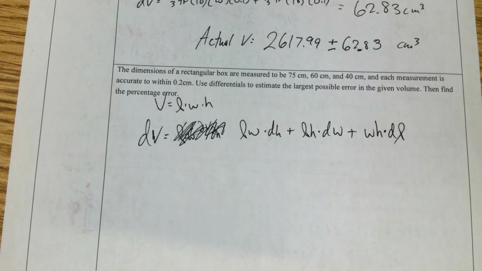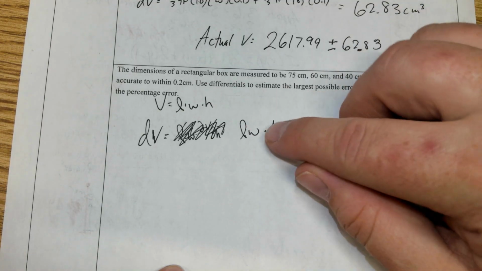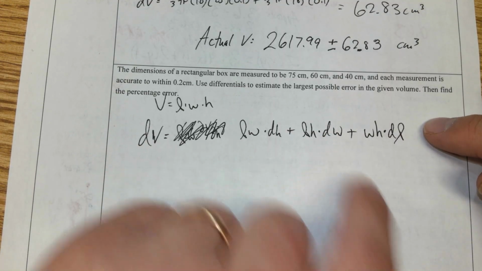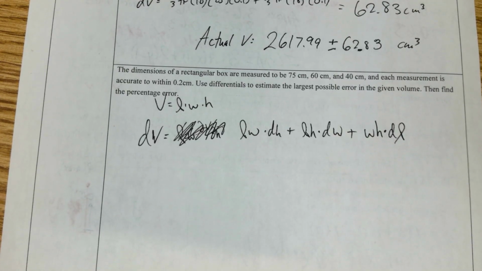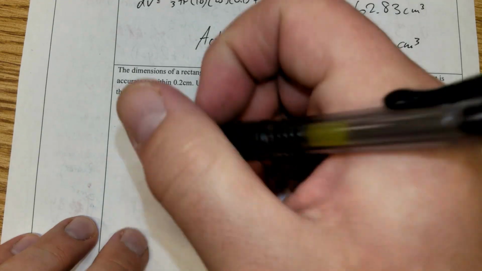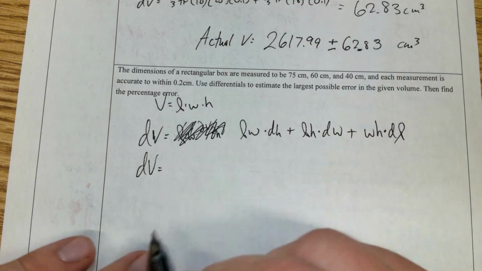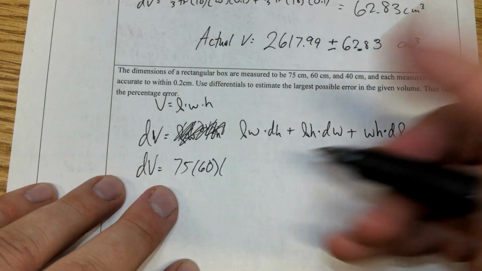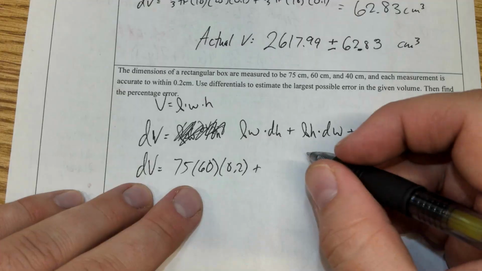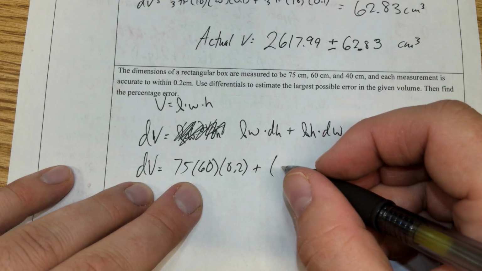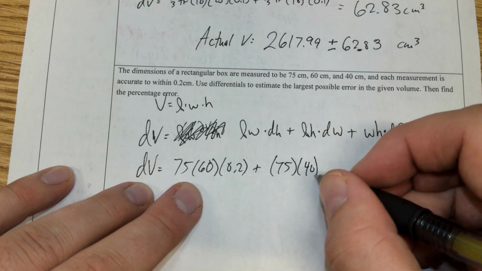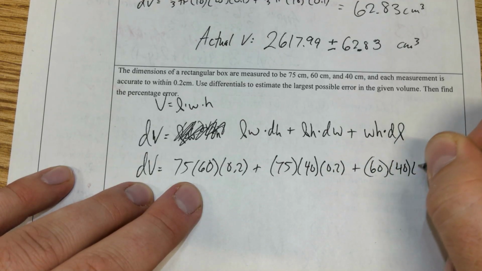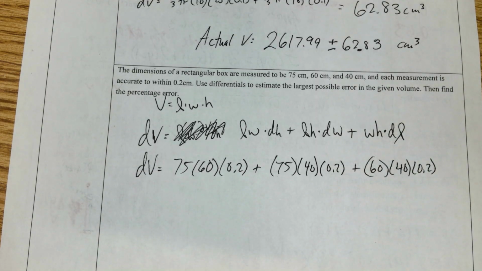You can see the 3 dimensions forming here, the 3 multiplications where a slight error in height times length and width, plus a slight error in width times length and height, plus a slight error in length times width and height. Give me volume, volume, volume, and that'll make my total differential in volume. Again, I can plug in all these things. 75 times 60 times, in this case, my error is 0.2. I could have 75 times 40 times 0.2 and 60 times 40 times 0.2. And that'll get me my total dV.